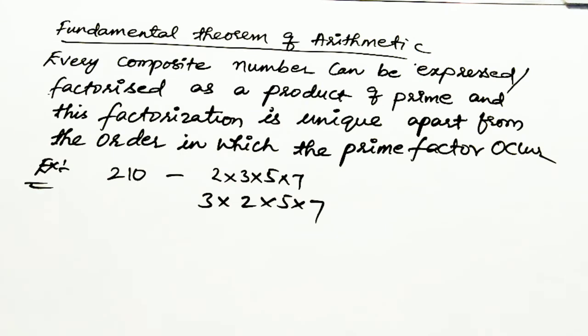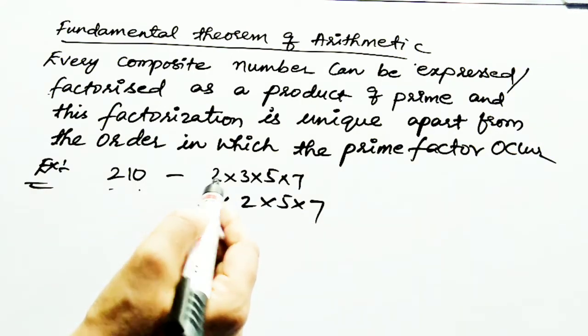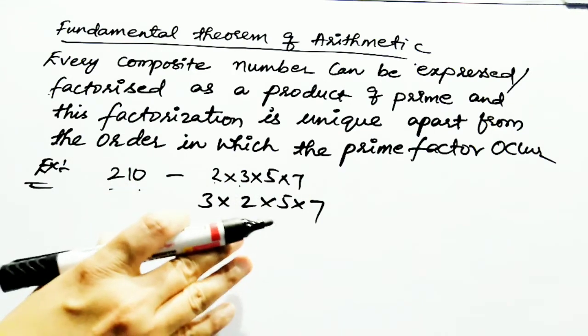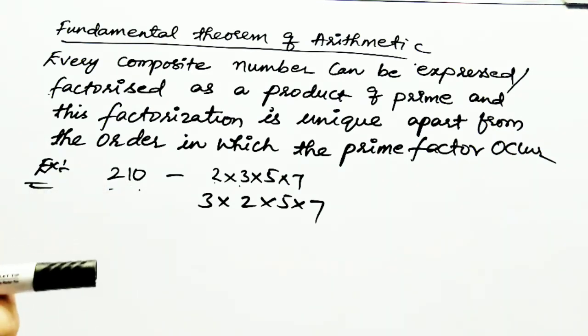So every composite number, see, composite means more than 2 factors. If you are getting factors, that will be considered as your composite number. Composite numbers can be expressed or factorized as a product of primes. As a product of primes means you are factorizing a number and you are getting a product of primes. See 2, 3, 5, 7, you got it as a product of primes. This factorization is unique. Whenever you are getting factors, you consider it unique, and the order in which you want to write, you can write it. And mostly we will write the factors in ascending order. Okay, that is your fundamental theorem of arithmetic.